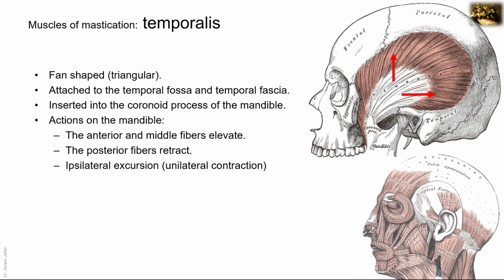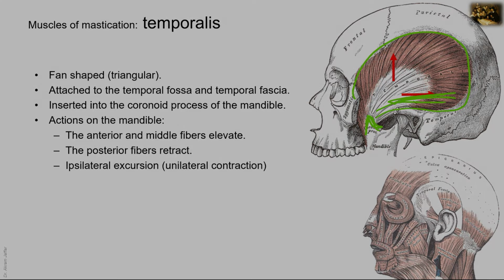The first muscle is temporalis, and temporalis actually occupies the temporal fossa and is covered by the temporal fascia. It's a fan-shaped or triangular muscle, and it is inserted into the coronoid process of the mandible. The muscle has fibers in different orientations. The anterior fibers and the middle fibers elevate the mandible, while the posterior fibers, which are almost horizontal, retract the mandible, and if the muscle acts unilaterally, it results in ipsilateral excursion of the mandible.